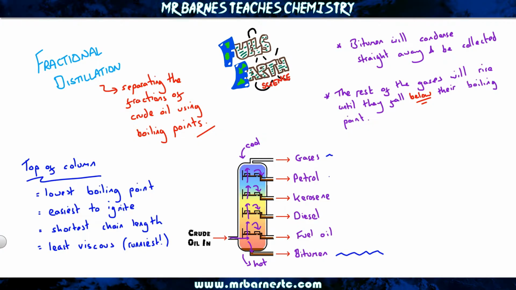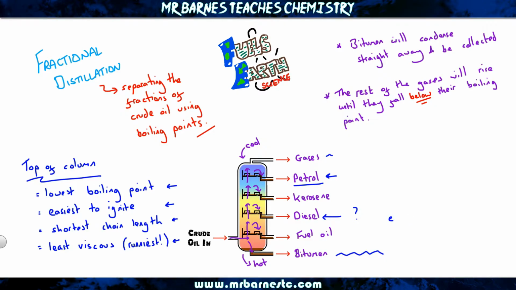So if they asked you to compare petrol to diesel, and you know petrol's up near the top, you would say that has the lowest boiling point out of the two. It's the easiest to ignite out of the two. It has the shortest chain length out of the two, and it's the runniest, the least viscous.